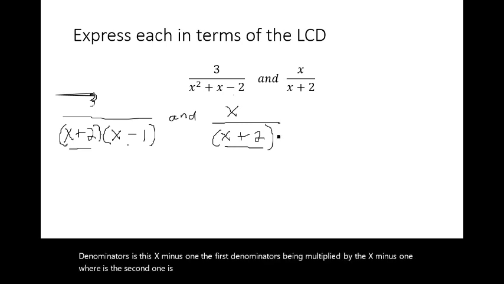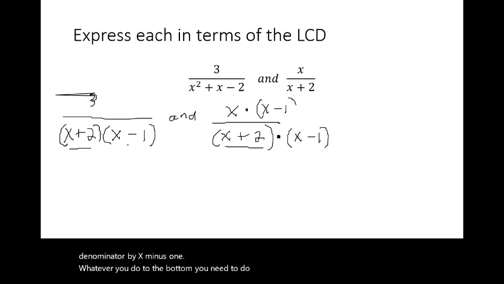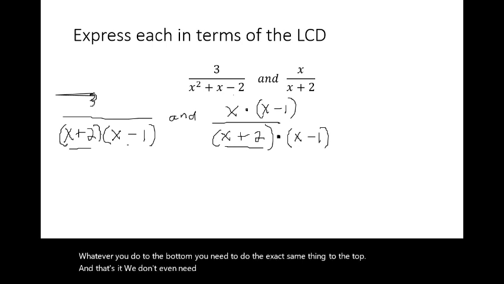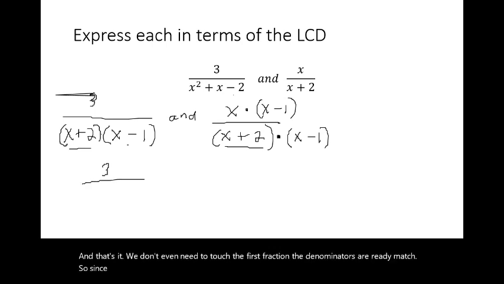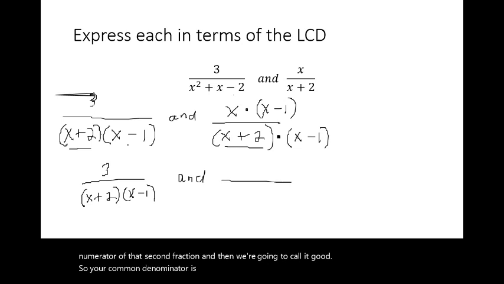So I'm just going to quickly fix that by multiplying that second denominator by x minus 1. Whatever you do to the bottom, you need to do the exact same thing to the top. And that's it. We don't even need to touch the first fraction. The denominators already match. So I'm just going to go ahead and simplify the numerator of that second fraction, and then we're going to call it good. Your common denominator is going to be x plus 2 times x minus 1.